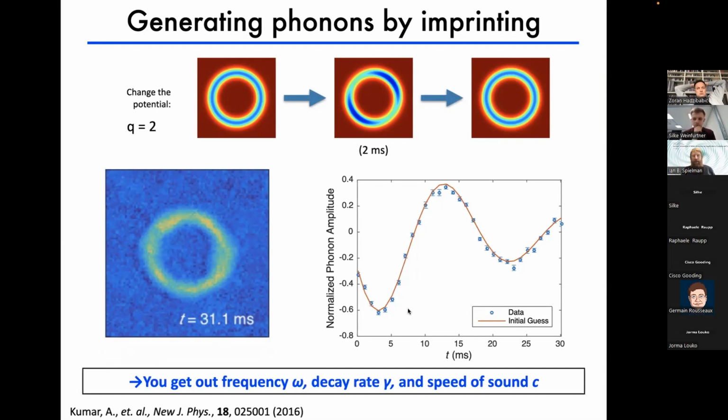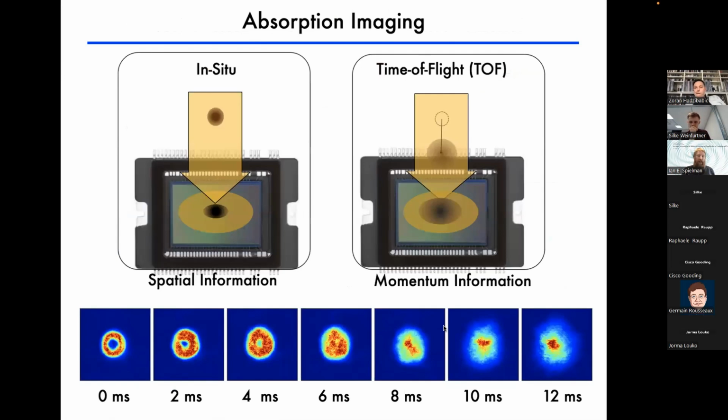Okay, the data we get out of that for any particular image or series of images is going to be the frequency of the oscillation, the decay rate, and because we know the radius of the ring, the speed of sound. All right. Lastly, the way the data that we are acquiring has been obtained is by absorption imaging.